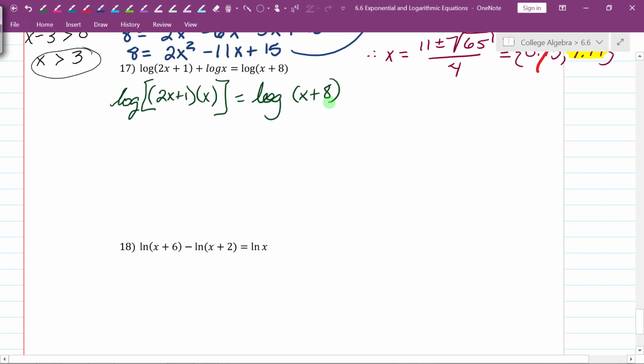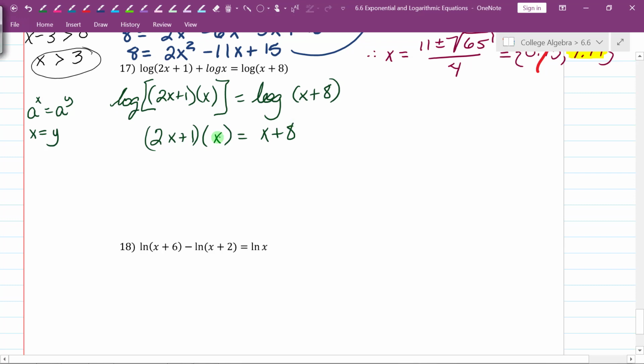Okay? Now, when I have the log of one side is equal to the log of the other, that's just like saying I have the same base a to the x equals the same base a to the y, therefore x equals y. Applying the exact same principle right here, if I'm taking the log base 10 over here and the log base 10 over here, I can say 2x plus 1 times x is equal to x plus 8. I can simply remove the logs and now I can solve.